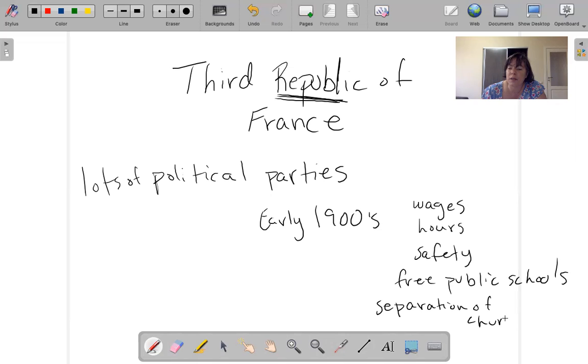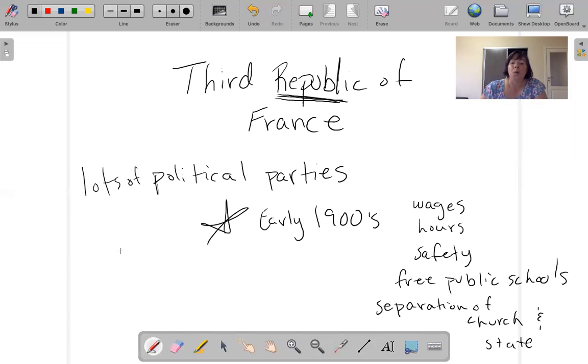of church and state. And what that means is before, the church had a whole lot of control over the government. The church had a lot of control about the laws that were made. And during this time, in the early 1900s, France said, maybe that's not right. Maybe we shouldn't have the church making our rules for us. And they said, the church can exist. You can have a church, but you're not going to have anything to do with the government.